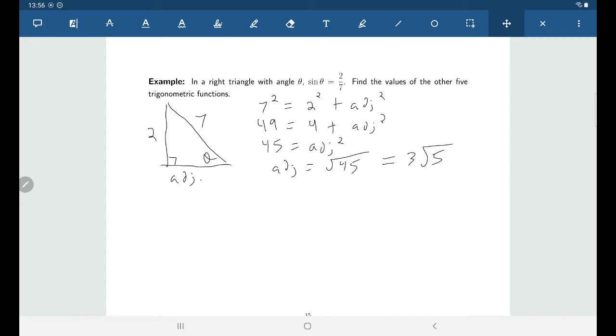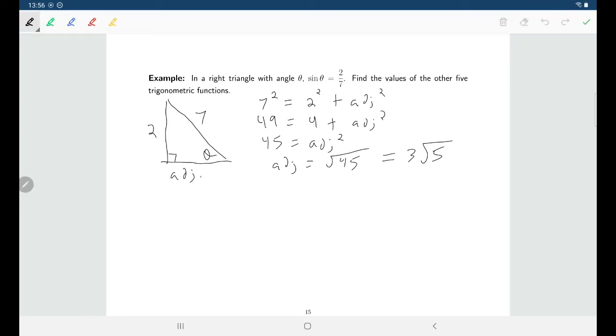There we go. So we've got now our value for the adjacent side, and since we know all three sides for this triangle, we can find all 6 trig functions. We already had sine given to us. Sine of theta was 2/7. And so that means we already, in a sense, have cosecant given to us, since that's just the reciprocal of sine. So that should be 7/2.